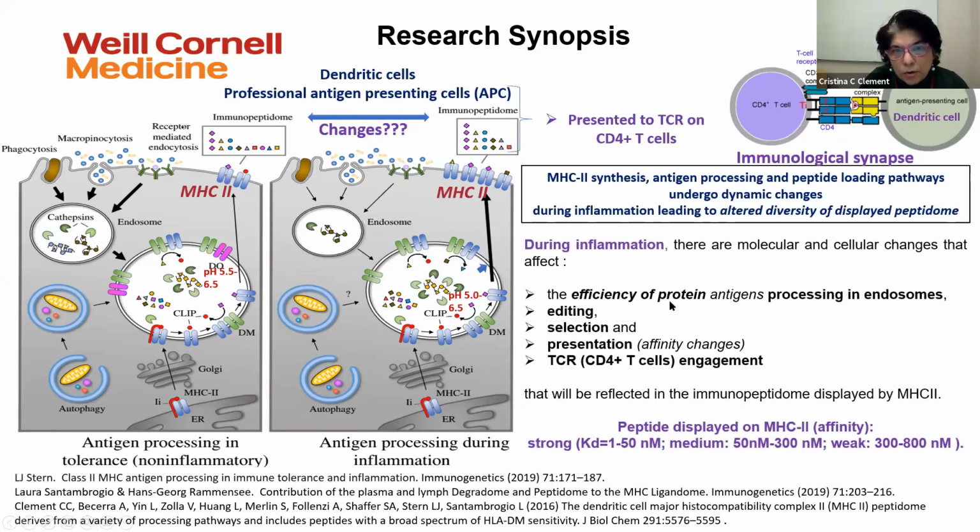So we are looking into understanding how these redox-mediated proteomic and peptidomic changes affect the efficiency of protein processing inside the late endosomal compartment. Then, how is this in turn affecting the DM editing, the selection, and the presentation on MHC class 2, and then how is that reflected in the immunological recognition by the TCR of CD4 positive T cells.